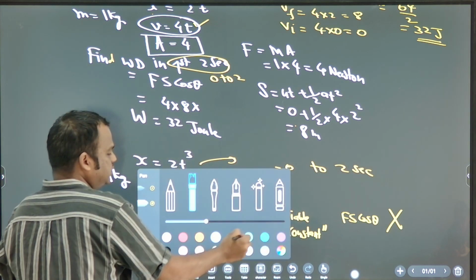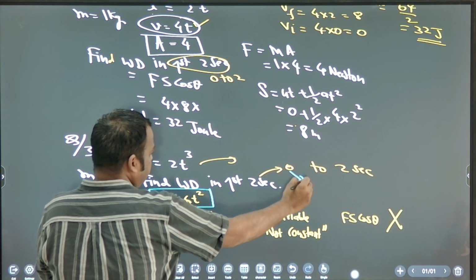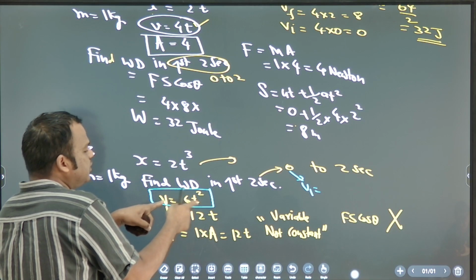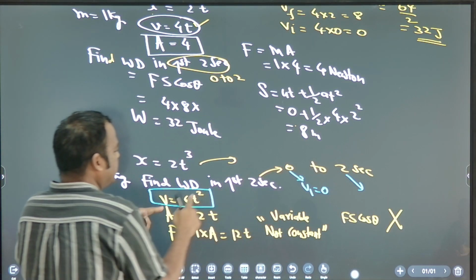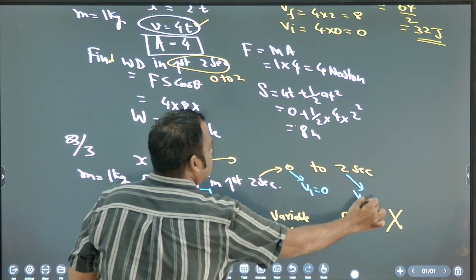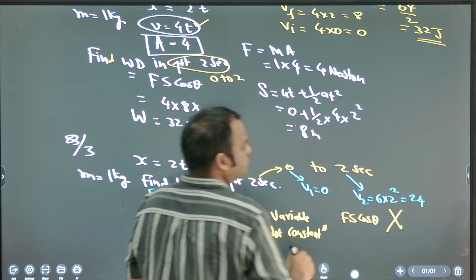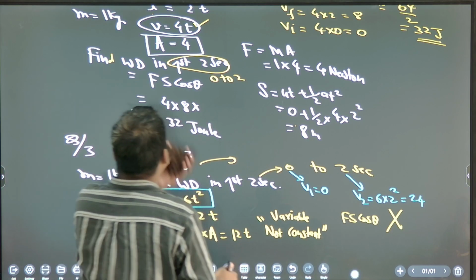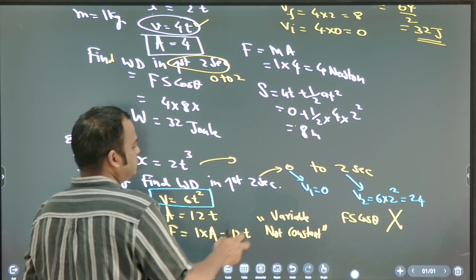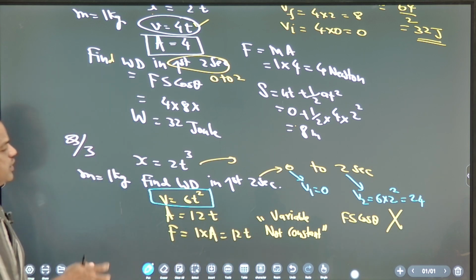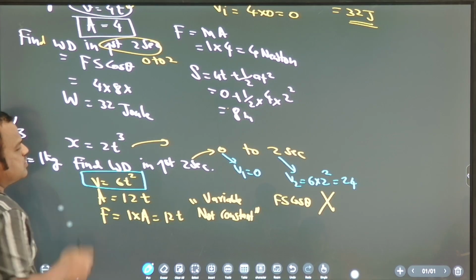So 0 to 2 seconds. So what is the initial speed? Use this formula. Speed. What is the initial speed? V1. If you put t equal to 0, what is V1? 0. If you put t equal to 2, what is V2? 6 into 2 square. Okay, 6 into 2 square, so 24. So final speed is 24. Now question 3.